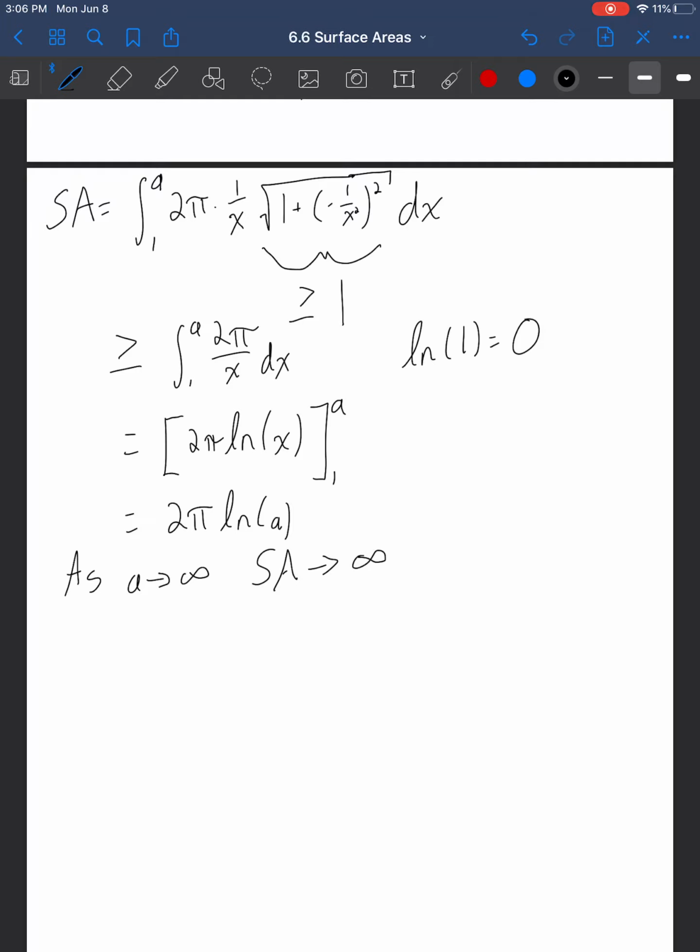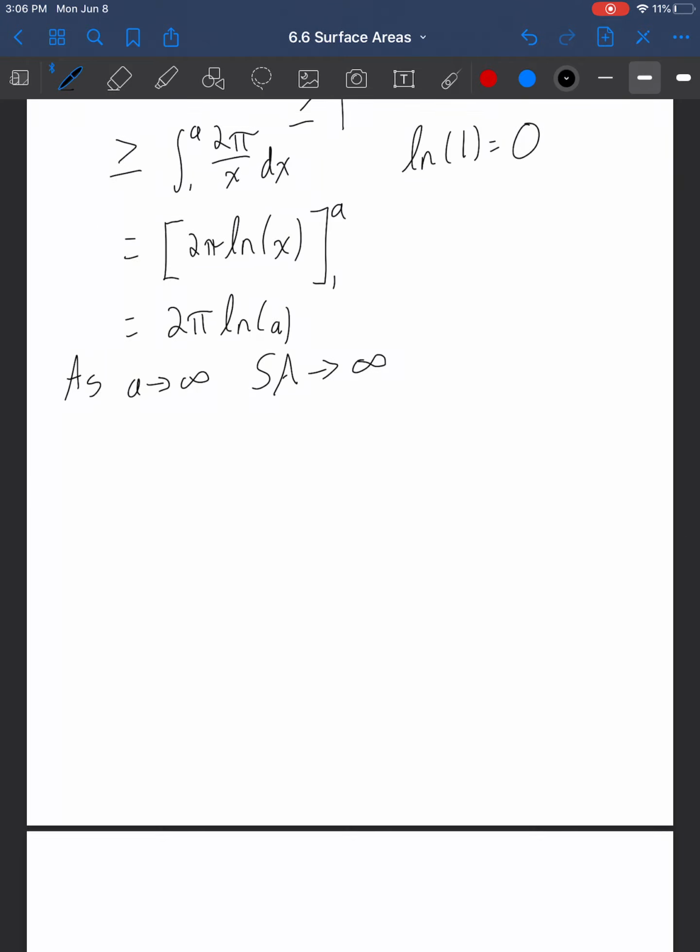And there we have it. So we have this weird shape that exists in infinity and really only in math world, but it has an infinite surface area and a finite volume, which is a really interesting result. Okay.